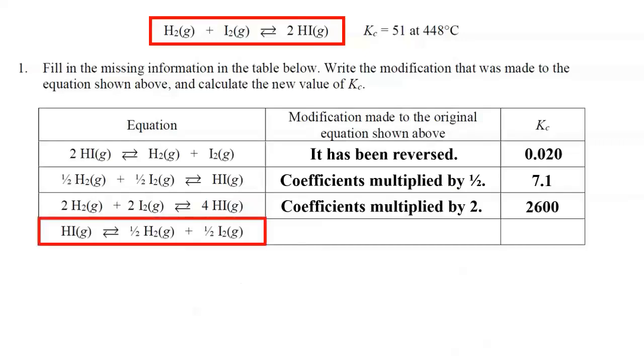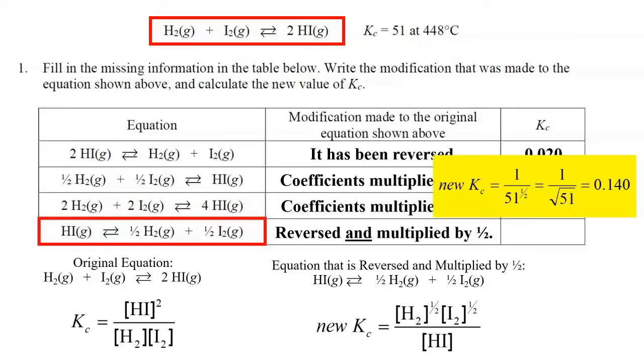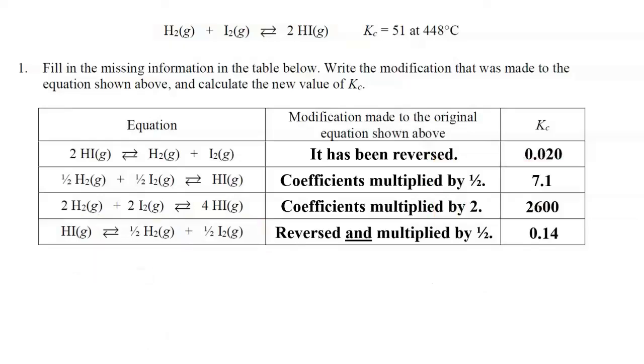And now the last modification is HI produces 1/2 H2 plus 1/2 I2. That means that the original equation was both reversed and multiplied by 1/2. So we have to take the reciprocal of 51, and we also have to raise it to the 1/2 power. So the new version of the equation is the original equation reversed or flipped upside down and also raised to the 1/2 power. So 1 over 51 to the 1/2 power, or 1 over the square root of 51, is equal to 0.140. So I'll say 0.14.